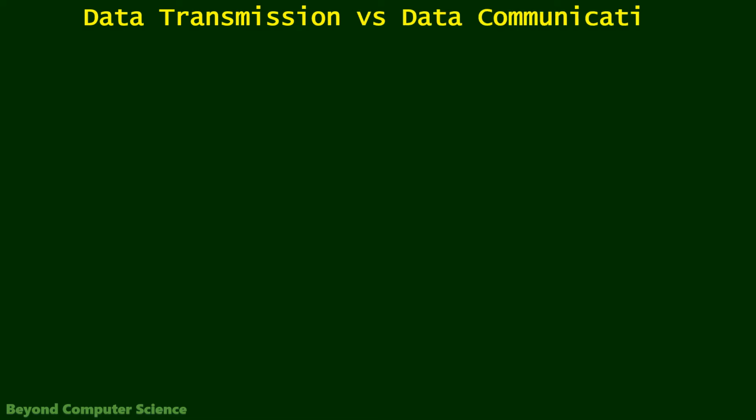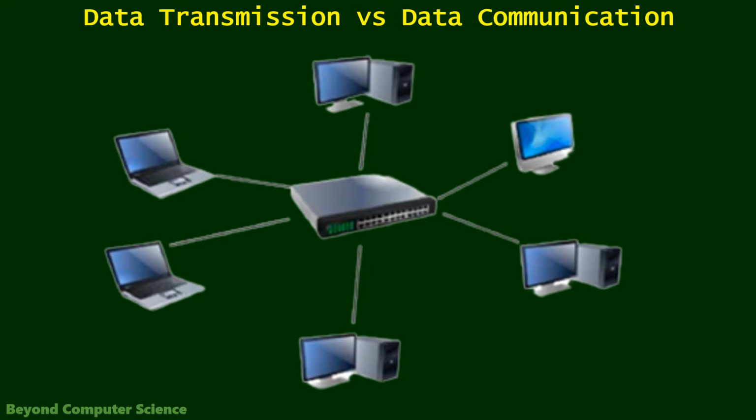Now, data transmission versus data communication. What is the difference between data transmission and data communication? Look here, we have a network. We have several computers connected to a hub or a switch, and they are able to transmit data to each other. What happens in data transmission? Data transmission happens between devices, like from a computer to a certain device.